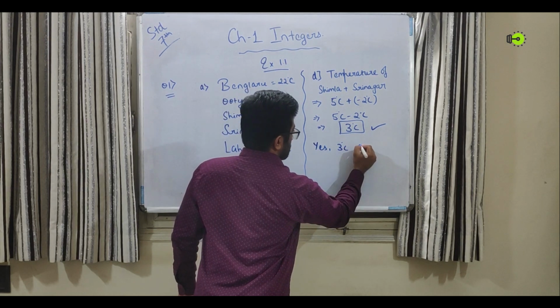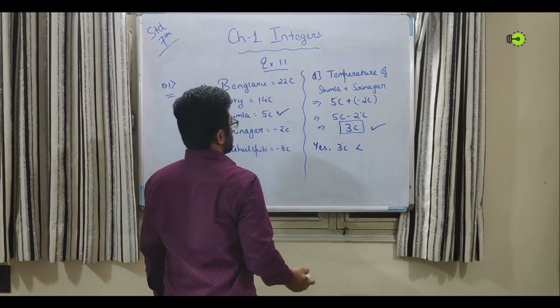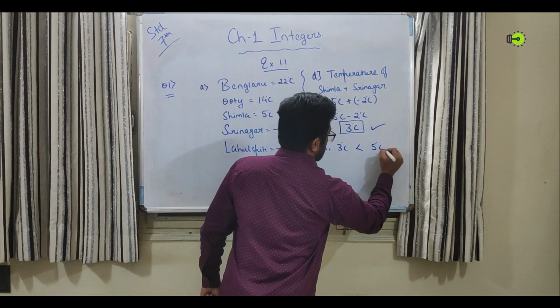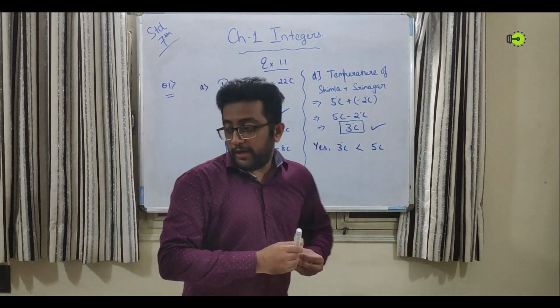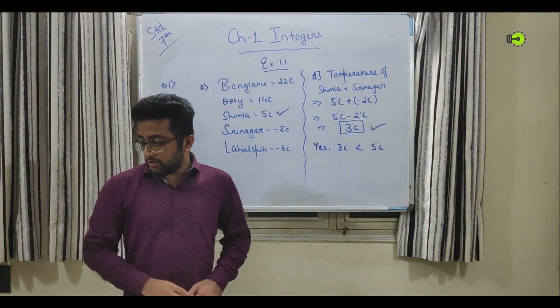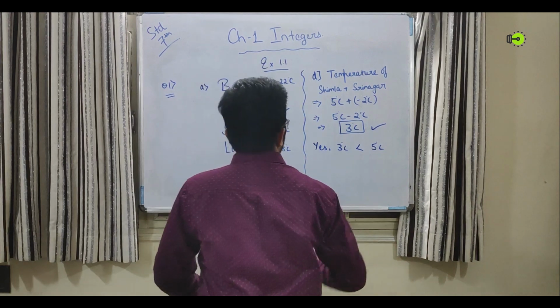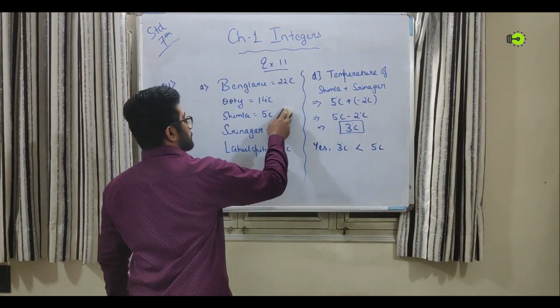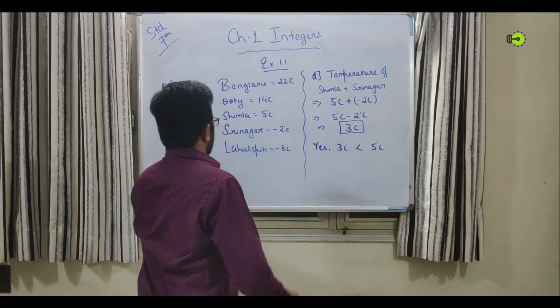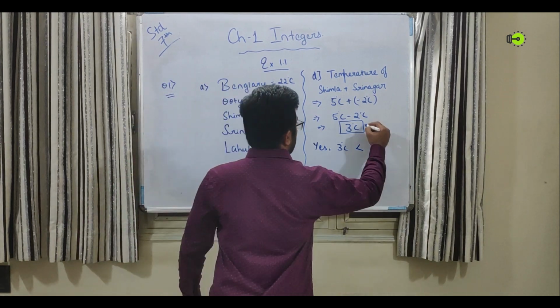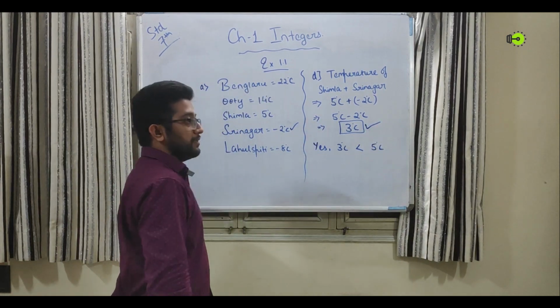3 degrees Celsius is less than 5 degrees Celsius. Okay. Now there is a second part to it. It is also less than the temperature at Srinagar. So now we have to make a comparison between this and this. So let us compare 3 degrees Celsius with minus 2 degrees Celsius.